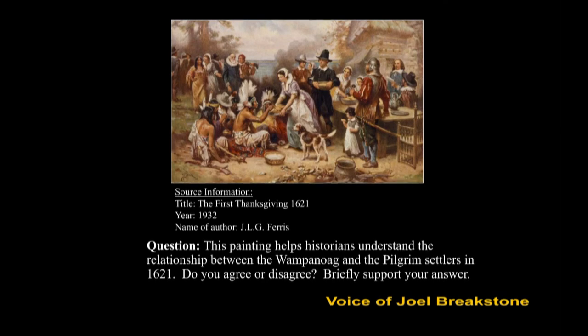document. So this assessment gives students this image from the Library of Congress's archives. The title of the document is First Thanksgiving, 1621. The document is from 1932, made by a guy named J.L.G. Ferris. And the question is, this painting helps historians understand the relationship between the Wampanoag and the Pilgrim settlers in 1621. Do you agree or disagree?